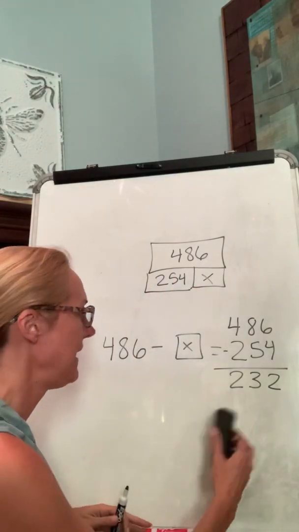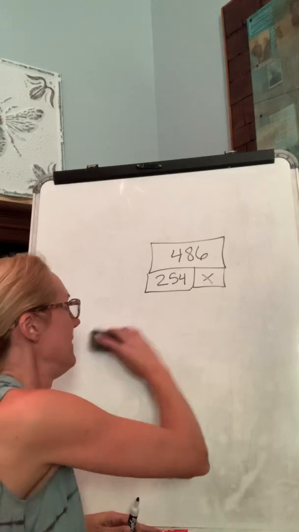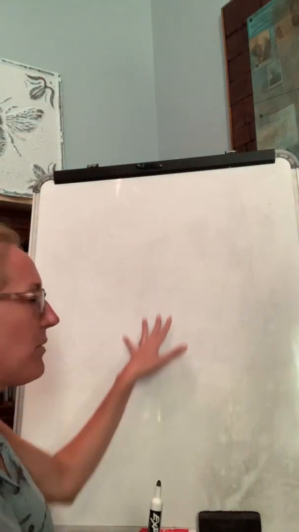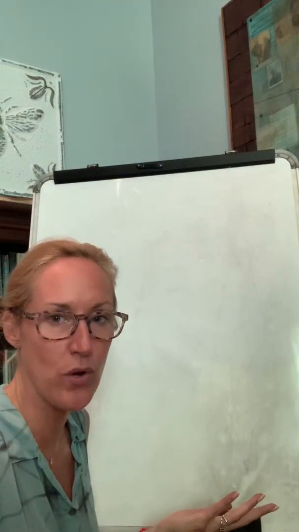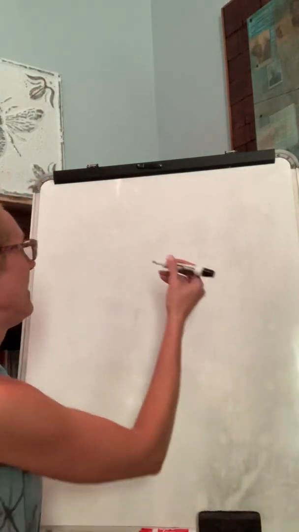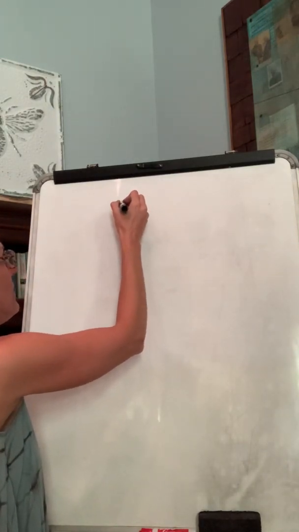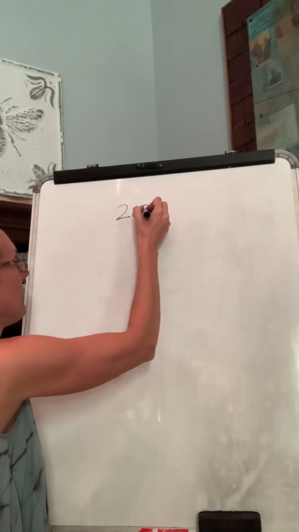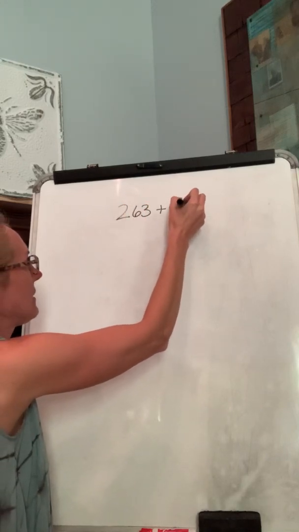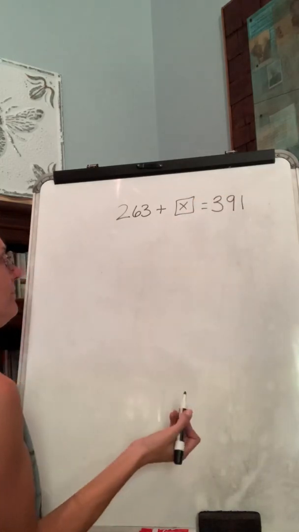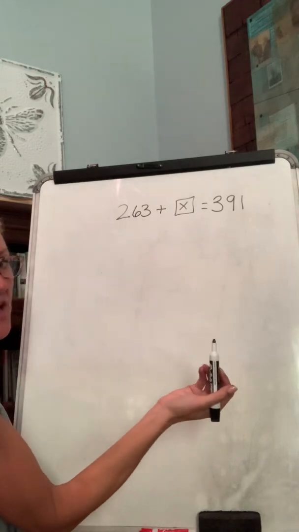Today, I just want you to practice figuring out missing parts. I'm going to give you some problems on here that you can solve, and you can also create your own and then solve them and put them on Seesaw. So let's say, what if I have 263 plus x equals 391? What is x? Figure that out for me.